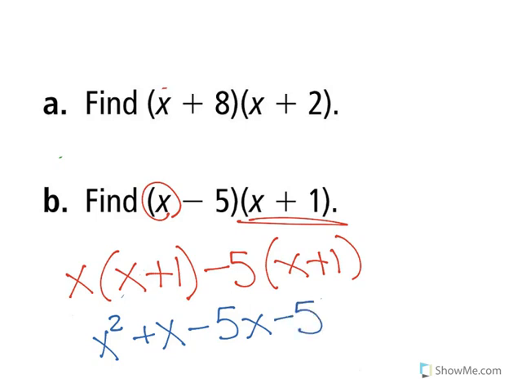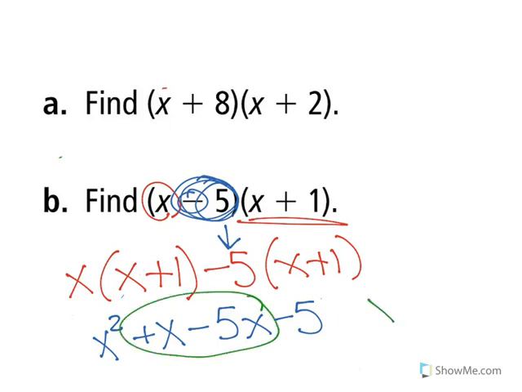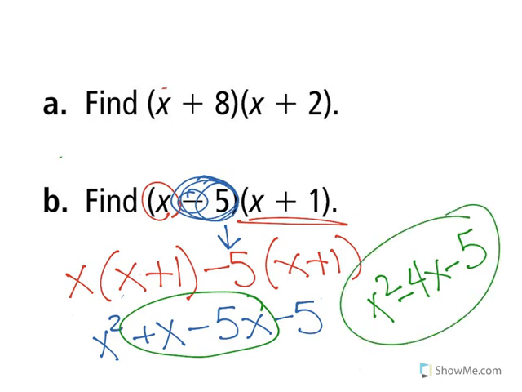Okay. So be careful. This negative goes with the 5 when you rewrite it down here. Okay. And then, of course, we need to combine our like terms in the middle there. And so we've got x squared. Positive x minus 5x would be -4x minus 5. And you're done. That's your answer. But notice there's work.